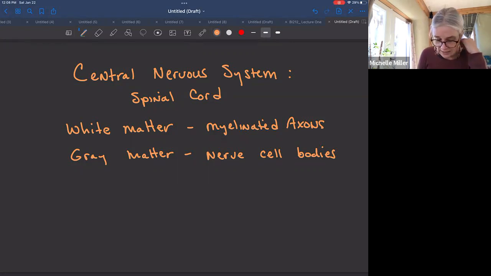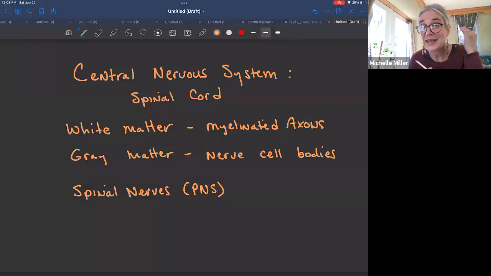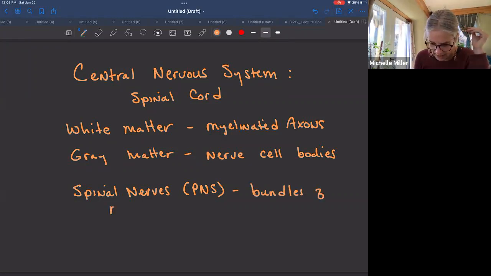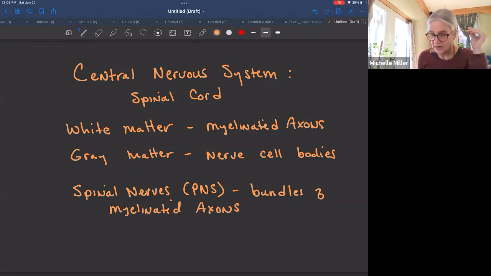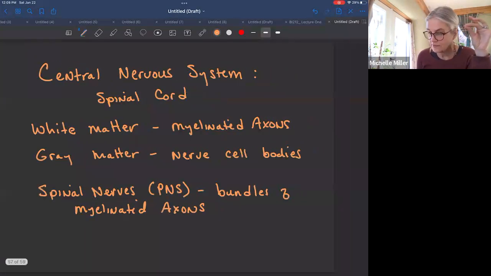So let's look at the spinal nerves. These are actually part of the peripheral nervous system, which is abbreviated as the PNS. That's the peripheral nervous system. So the spinal nerves are bundles of myelinated axons. Now let's look at a diagram that shows the spinal cord and the spinal nerves.